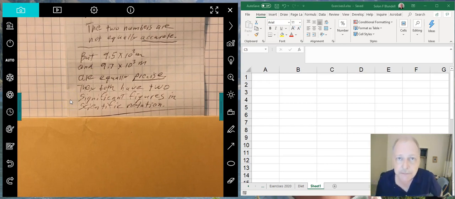What will we use that for? Just one thing. When we multiply numbers in scientific notation, the accuracy of the product, not the accuracy, you forget the accuracy. The precision of the product is the same as the precision of the least precise of the 2 numbers that you're multiplying.